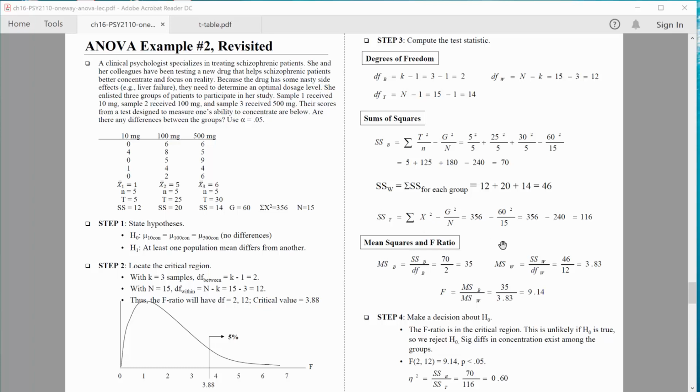You can see the F value is 9.14. 9.14 does exceed our critical value of 3.88. So we have a statistically significant result, and that means we are cleared to do the post-test.